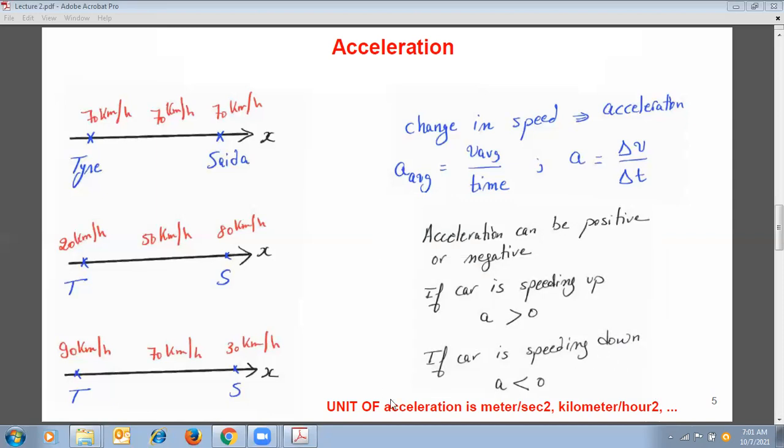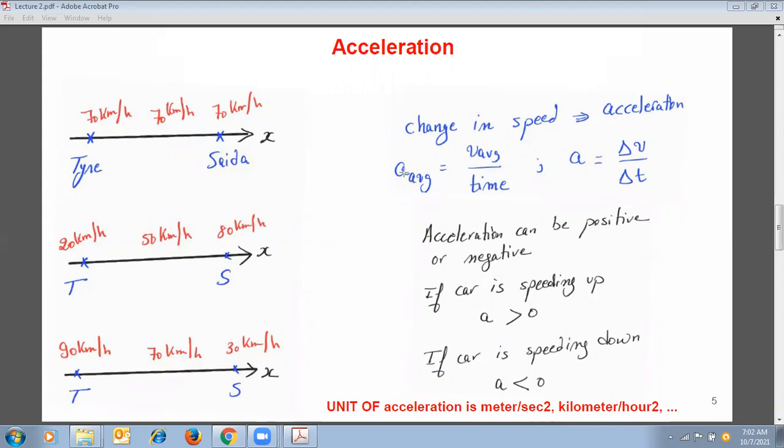Now, what is the unit of acceleration? Acceleration, if we look at it, it's v over t. So what is the unit of v? It's meter per second. Okay. And what is the unit of t? It's second. So I have meter per second over second, which gives me meter per second squared. It can also be kilometer per hour squared. These are the most common units we use for acceleration.